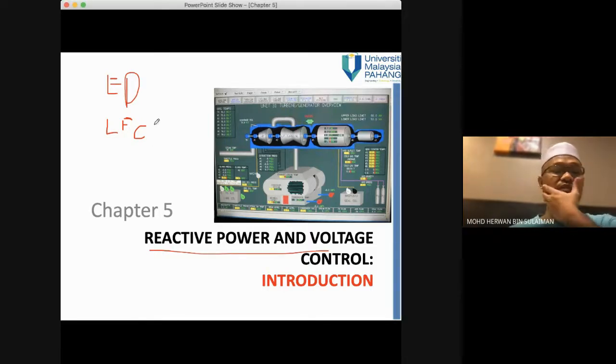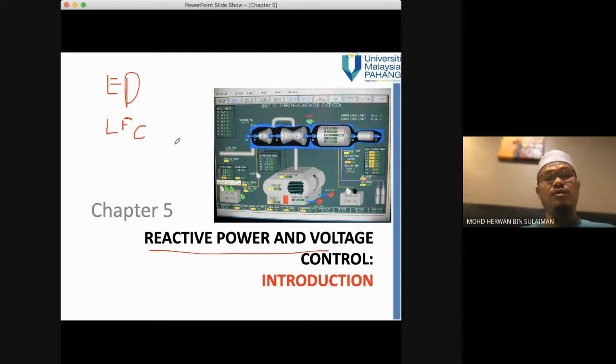So as I said previously, because we can control the real and reactive power separately, normally real power is more sensitive to the frequency, so that's why we control the real power separate from the reactive power, because reactive power normally is more sensitive to the voltage.